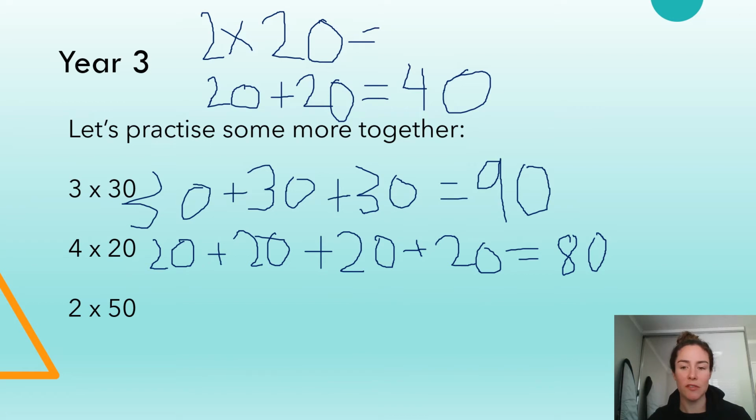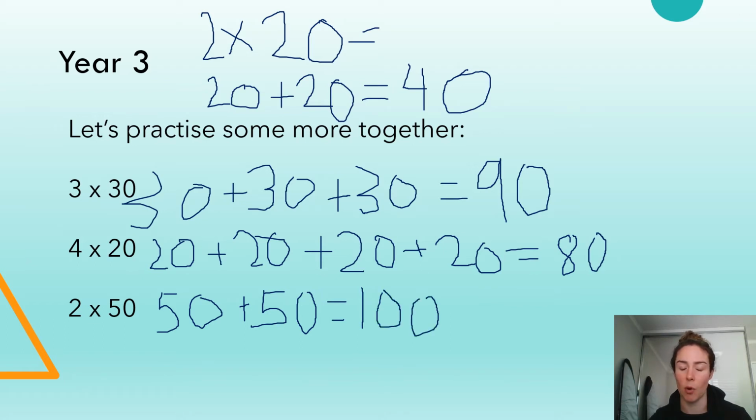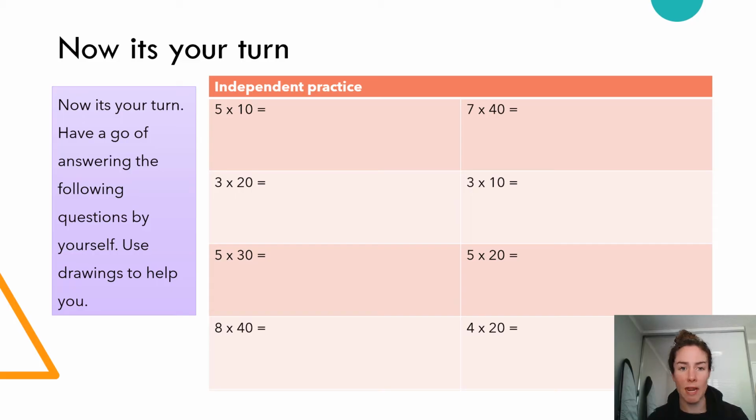So 2 times 50 as repeated addition is the same as 50 plus 50. And I think everyone knows this one. 50 plus 50 is 100. Or we could have thought 5 plus 5 is 10 and then adding our 0 on at the end. Good job, everyone.